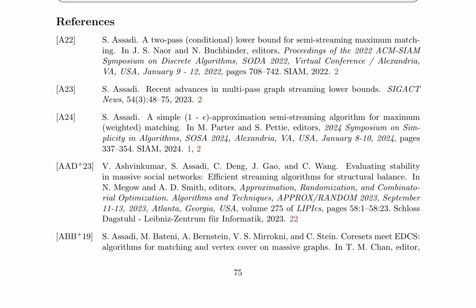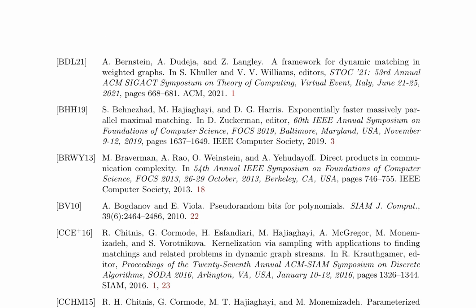These references cover topics such as semistreaming maximum matching, multipass graph streaming lower bounds, and polynomial pass semistreaming lower bounds for k-cores and degeneracy. The paper discusses various algorithms and techniques for solving graph problems in streaming models, focusing on dynamic graph streams and the simultaneous communication model.